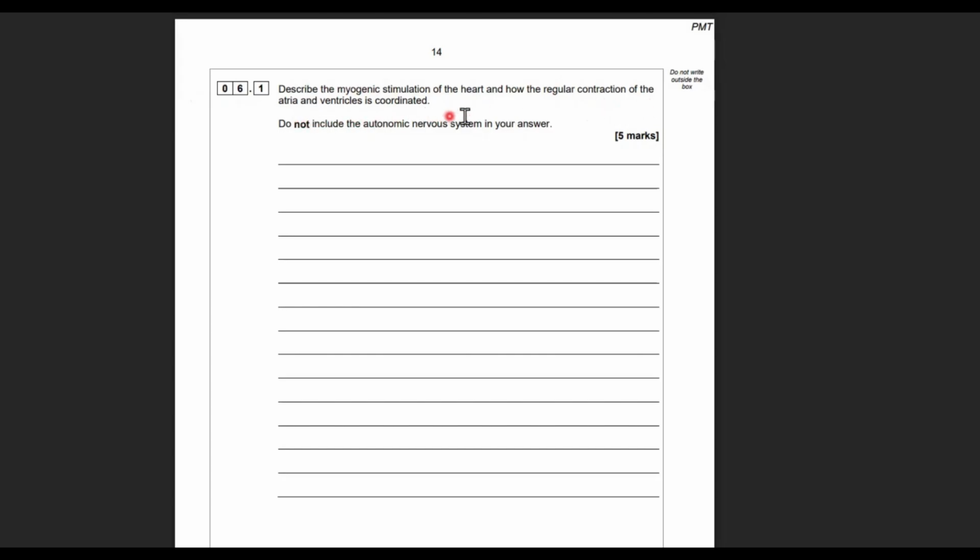6.1, describe the myogenic stimulation of the heart and how the regular contraction of the atria and ventricles is coordinated. Do not include the autonomic nervous system in your answer, so no vagus, sympathetic or parasympathetic nerve and acetylcholine. You don't need to talk about that. Just about the myogenic stimulation of the heart.